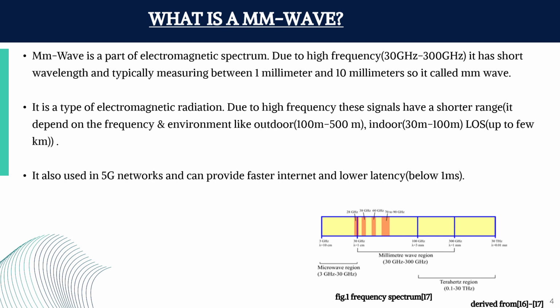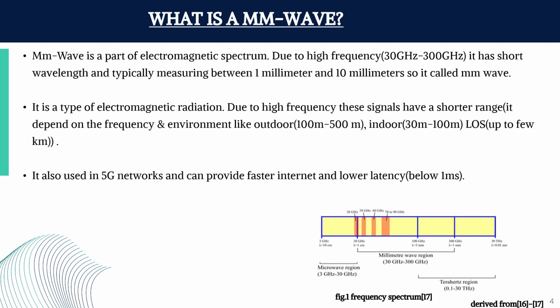And moving to what a millimeter wave is. Millimeter wave is a part of the electromagnetic spectrum. Due to high frequency, it has a short wavelength. The wavelength typically measures between 1 millimeter and 10 millimeter, so it is called millimeter wave. So this technology is also known as millimeter wave communication technology. Also, millimeter wave is a type of electromagnetic radiation. Due to high frequency, these signals have a short range. The range depends on some factors like its frequency and environmental factors.